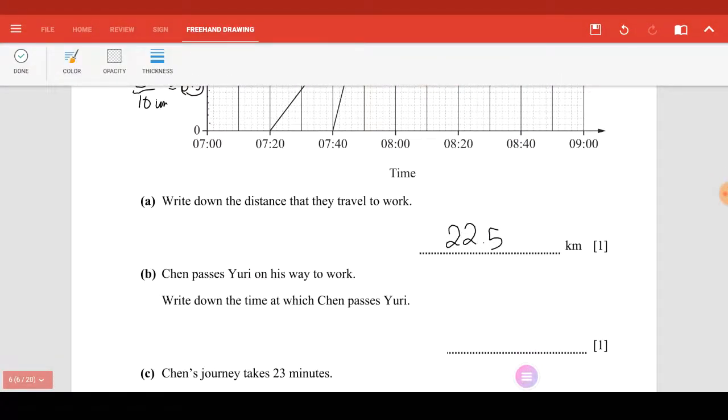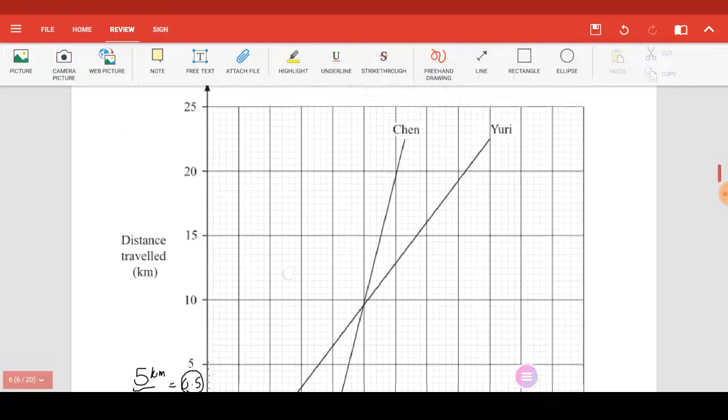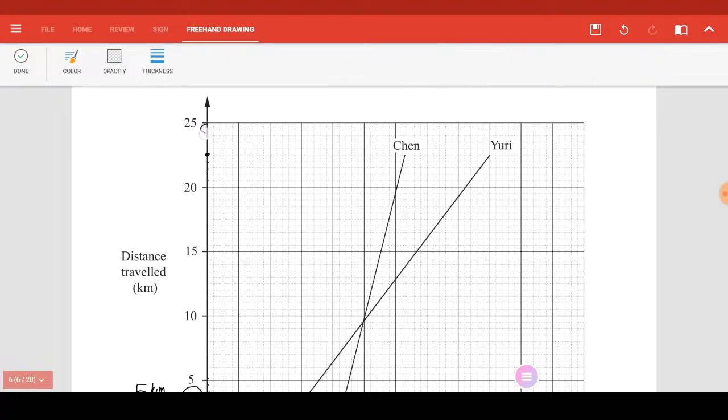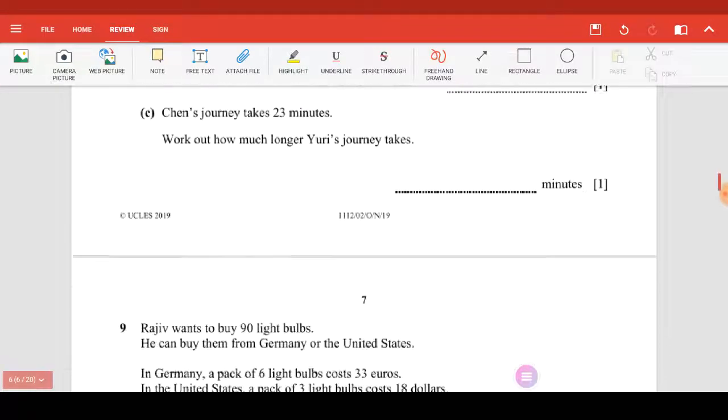22.5. Again, if you want to know the value of this point, you need to count the squares in this area, then divide the difference between them, 5, over how many squares you have, 10, so each square is worth half a kilometer. Next question.